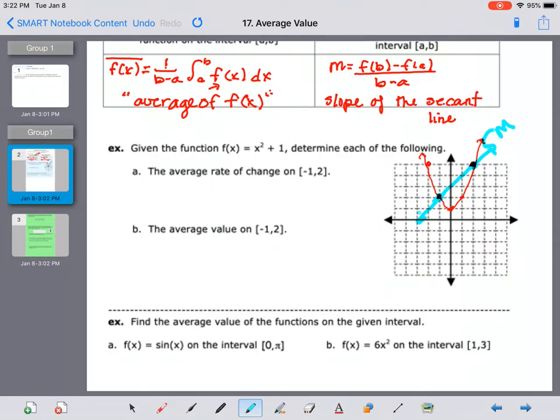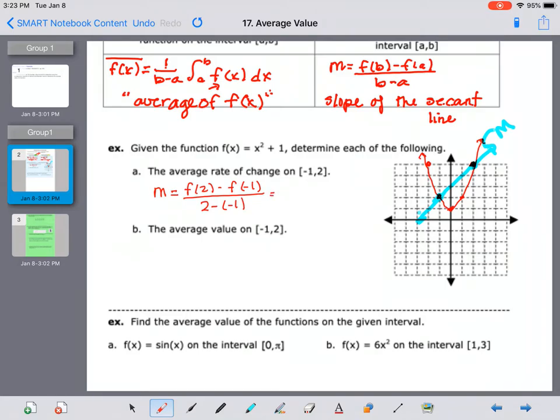Okay, and we just go back to what we learned in Algebra 1 and Algebra 2 and again in pre-cal about finding slope. We can find slope using rise over run, or we can use our formula. I'm going to use a formula because that's what I like. So m here, our average rate of change, is our slope, is our f of 2 minus our f of -1 over our 2 minus -1.